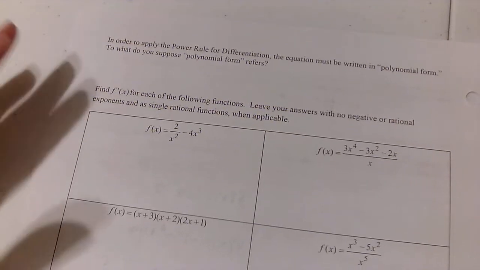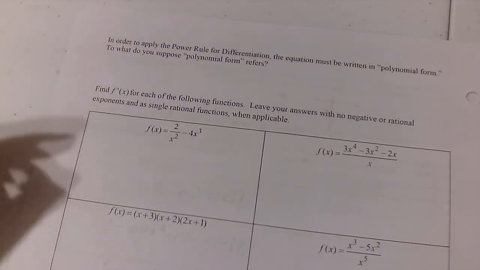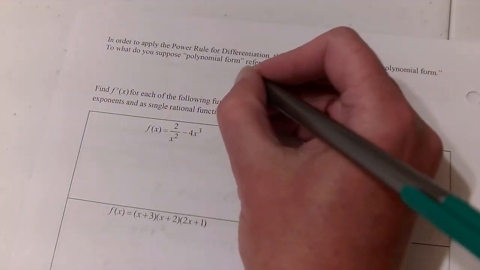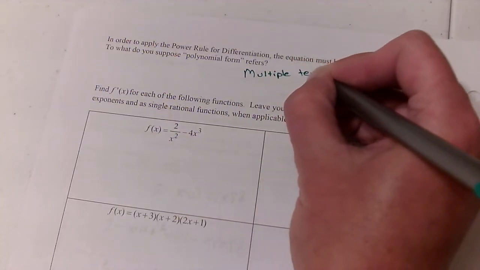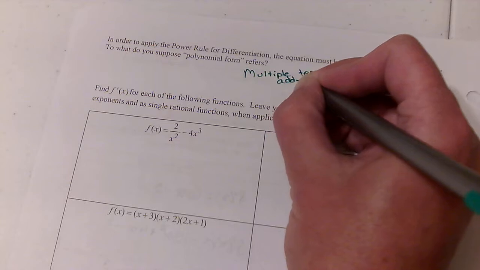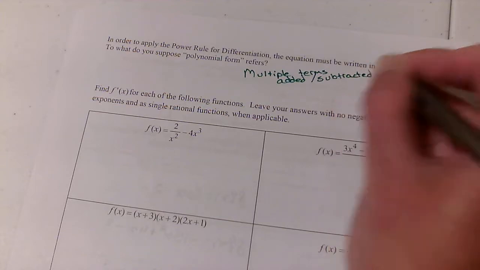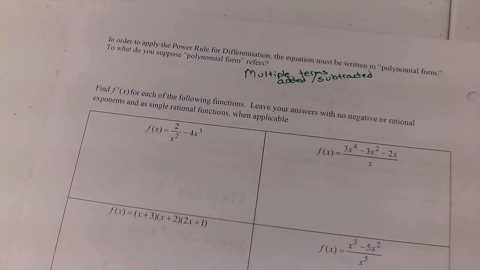In order to use this, what's called a power rule, you have to have everything in what is called polynomial form. That means that it's got to be x to some power, and they all have to be multiple terms, added and subtracted. Another thing is we want to write them all as x to some power. So there's some tricks that we're going to have to remember.